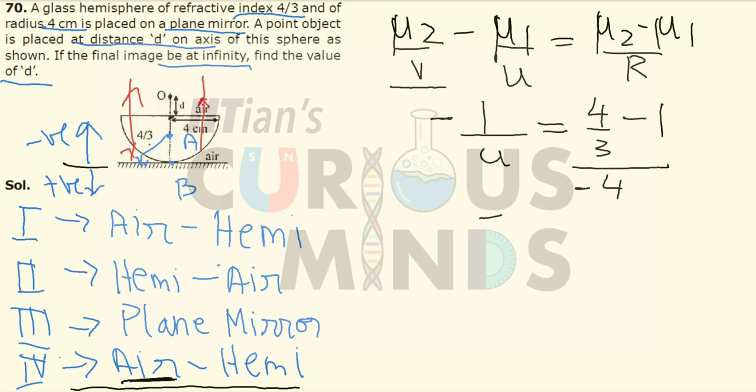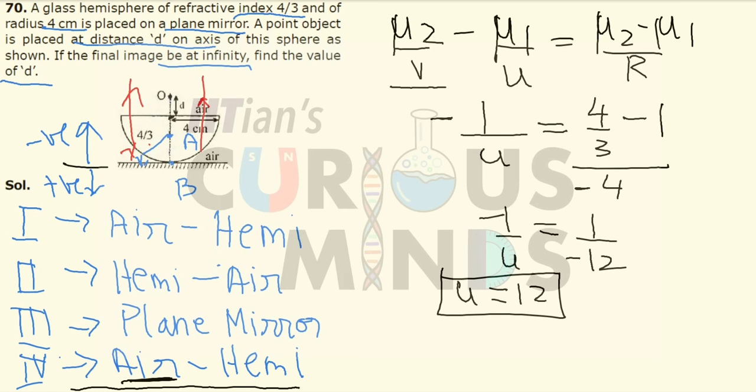Now negative 1 by u will be equal to 4 by 3 minus 1, which is 1 by 3, so it will be 1 divided by minus 12. So u will come out to be 12 centimeter. Since I have taken the downward axis as positive, the actual object for the fourth process will be situated at 12 centimeter below the mirror.